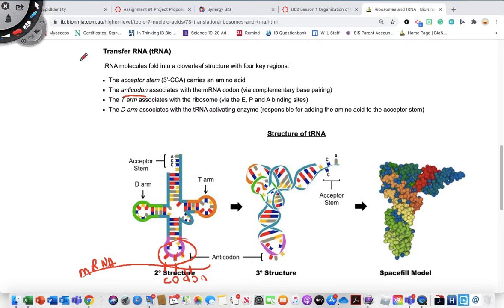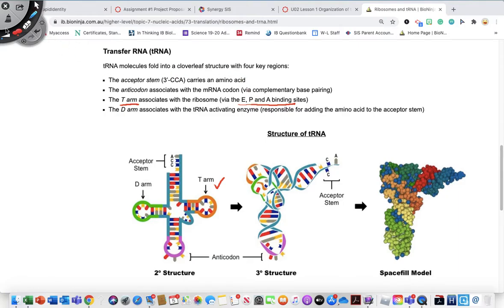Okay. The other part that you're supposed to recognize is the T-arm. So that's this region right here. And this is the region that is going to associate with the ribosome and is going to associate with the EPA binding sites. So first this arm is going to attach to the A site, and then it's going to attach to the P site, and that's what's going to induce the peptide bond to form. And then it's going to attach to, actually not attach, but just move on to the E site, and that's where it's going to leave.